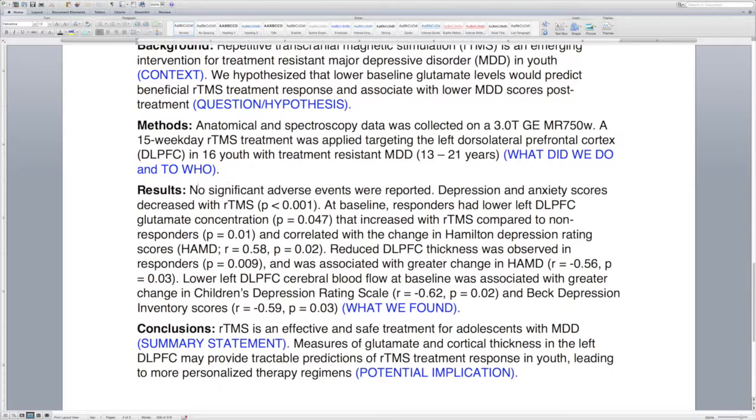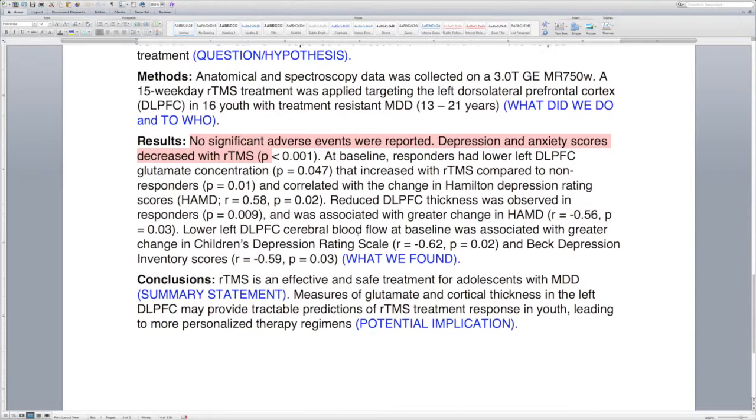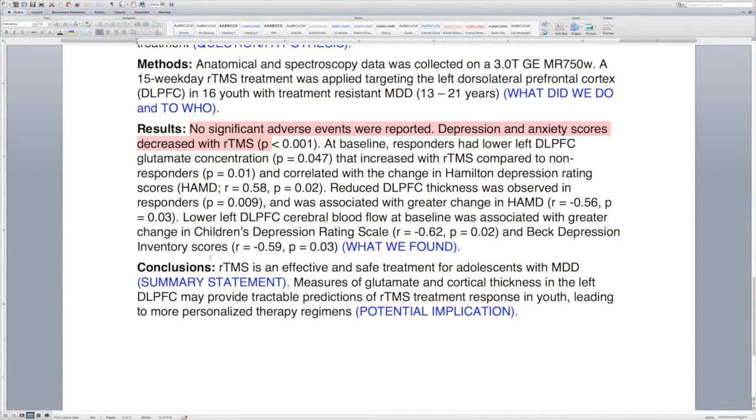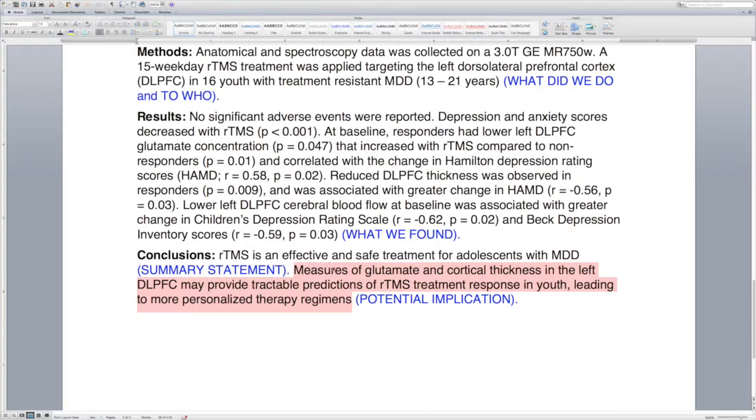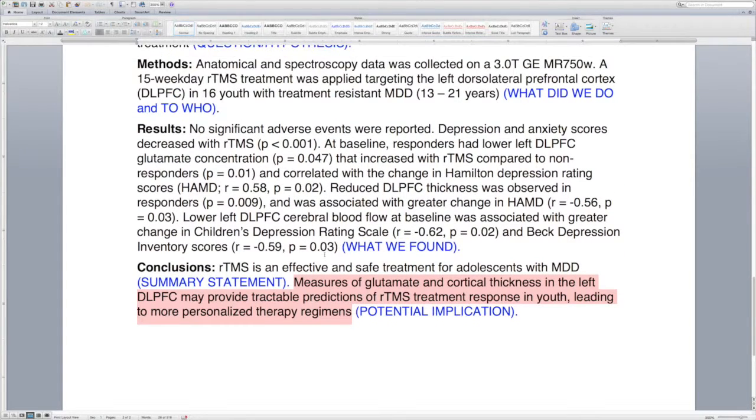With the results section, this is where you start to get into the meat. You want to keep it clean and just talk about what you found, and boom, boom, boom, boom, boom. Just hit your points and then move on. Conclusions: a nice summary statement, and then a bit of the potential implication coming out of your main finding. So you want to keep it nice and clean and simple.